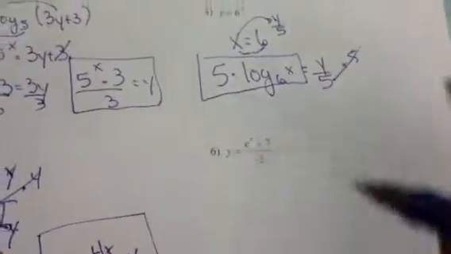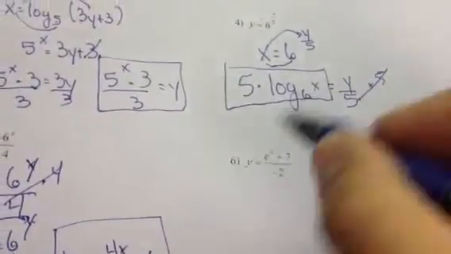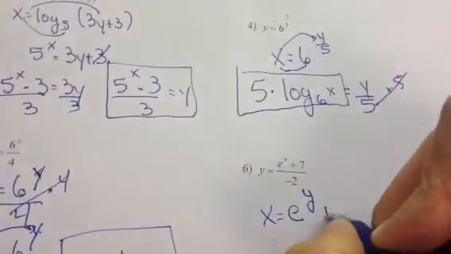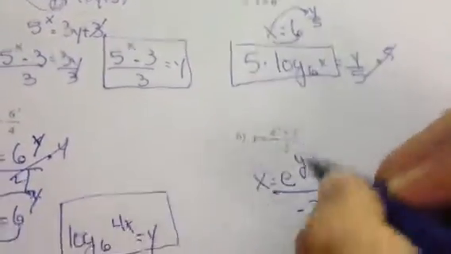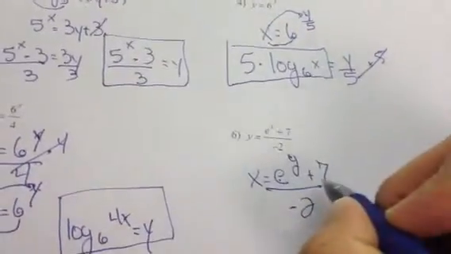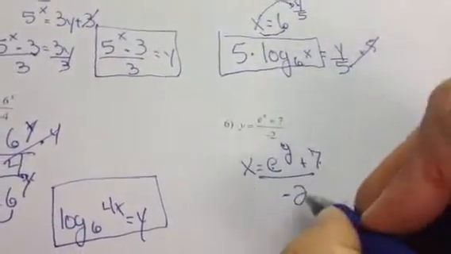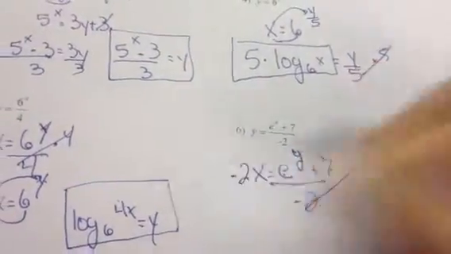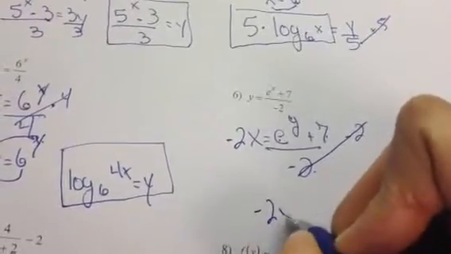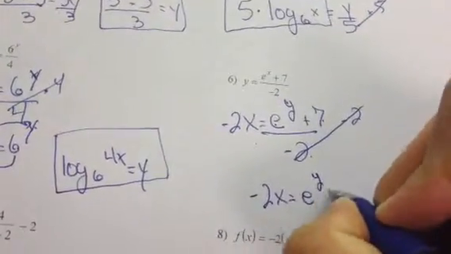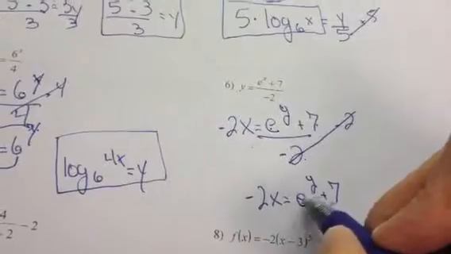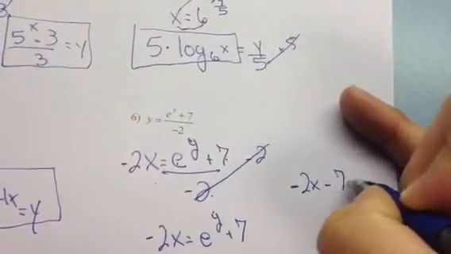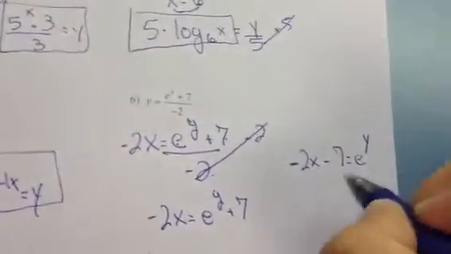All right, number 6. Okay, switching x and y around. And I will actually do this correct this time. All right, so again, this is my base and exponent. So I'm going to have to move the 7 and the negative 2. This time I'm going to get rid of the fraction. I'm going to multiply this by negative 2 and then this by negative 2. And now, before I can loop it again, base and exponent, I'm going to subtract the 7. And now I'm ready to loop it.